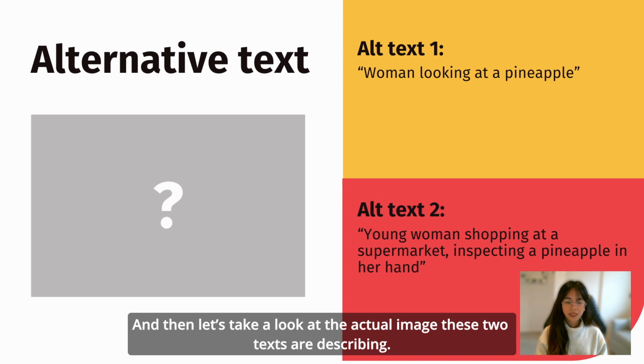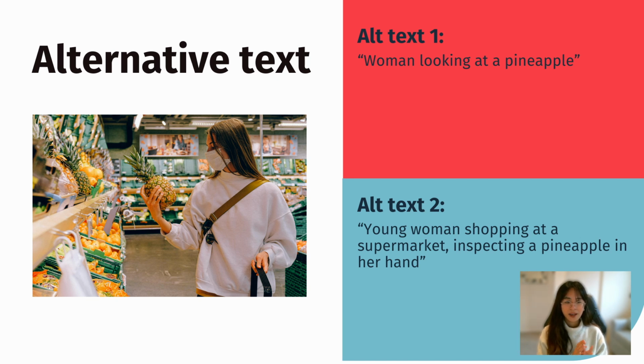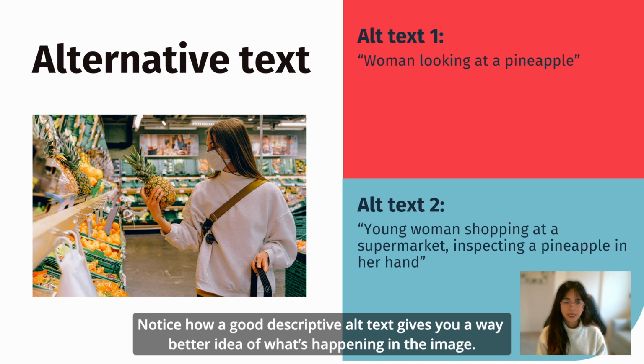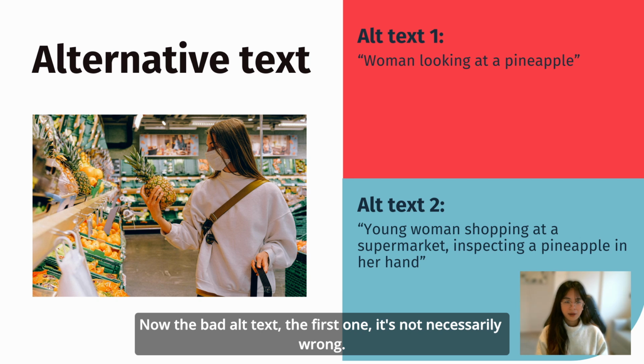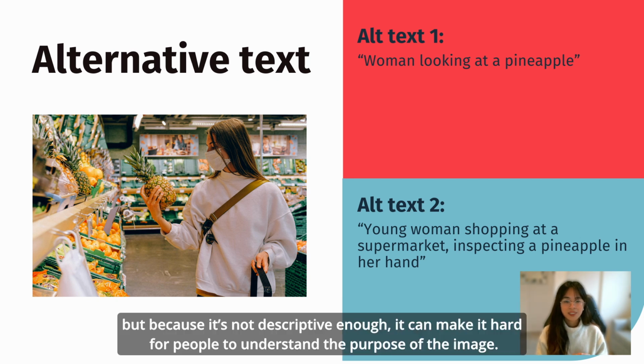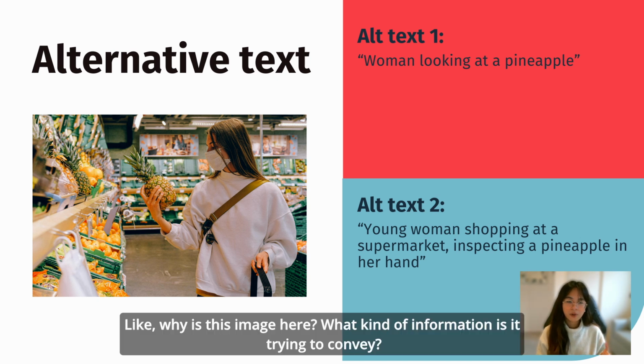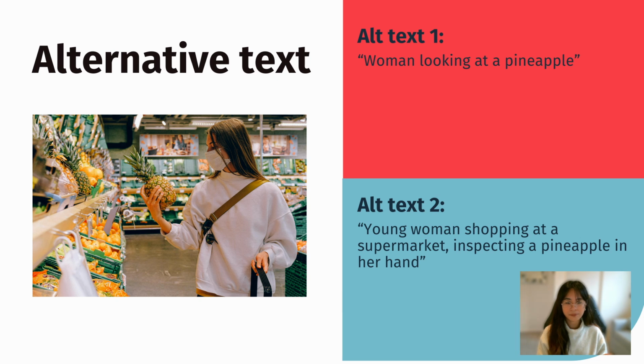And then let's take a look at the actual image these two texts are describing. Hopefully you can all agree that the second one is much closer to what you were imagining. And notice how a good descriptive alt text gives you a way better idea of what's happening in the image. Now the bad alt text, the first one, is not necessarily wrong. I mean, technically it is a woman looking at a pineapple, but because it's not descriptive enough, it can make it hard for people to understand the purpose of the image. You know, like why is this image here? What kind of information is it trying to convey?